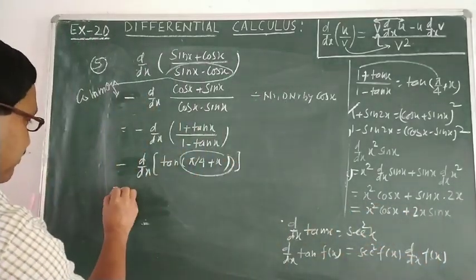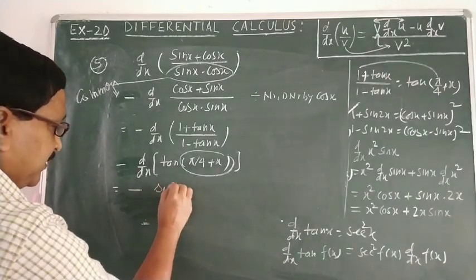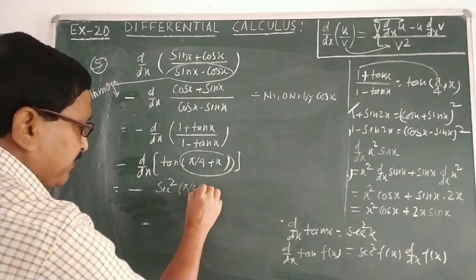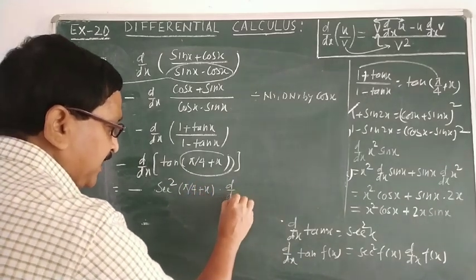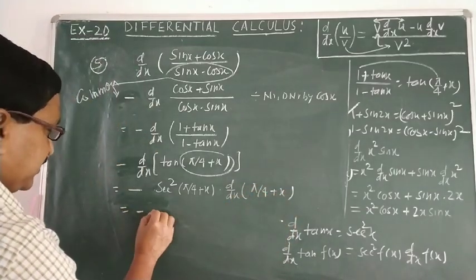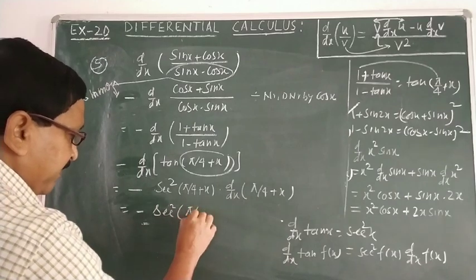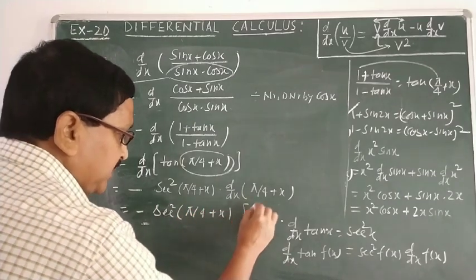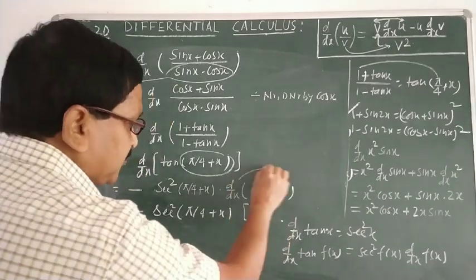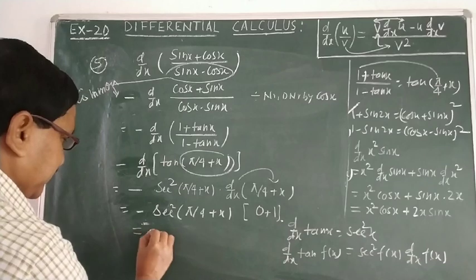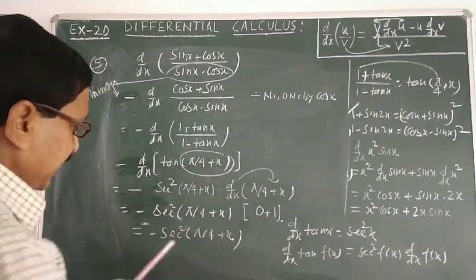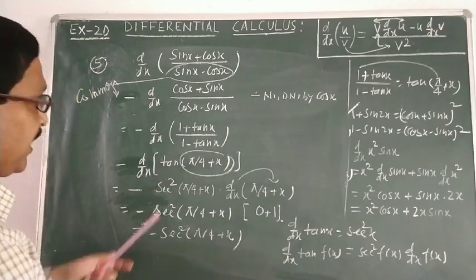Now use this: minus sec square f(x), pi by 4 plus x, into d by dx of pi by 4 plus x. Now this is minus sec square pi by 4 plus x, and the derivative of the constant pi by 4 is 0, plus the derivative of x, which is 1. So simply your answer is minus sec square pi by 4 plus x. So with the help of trigonometry, it can be answered fast.